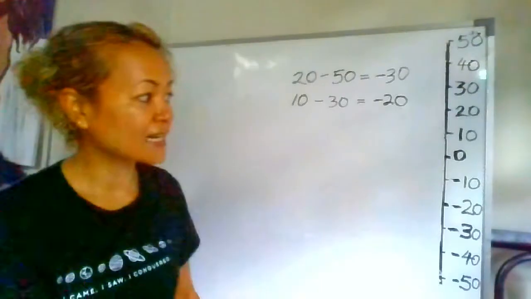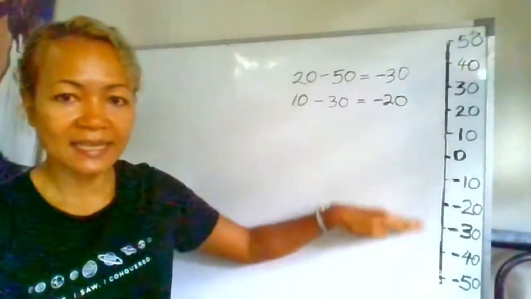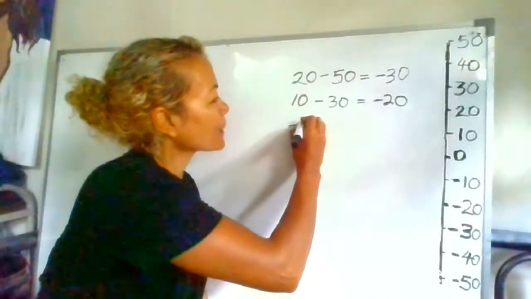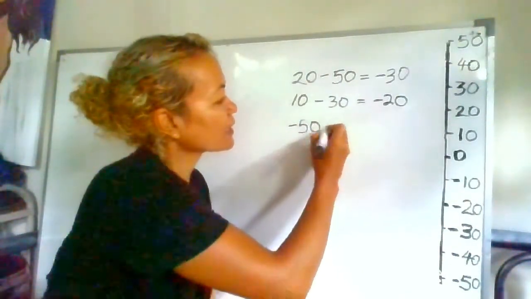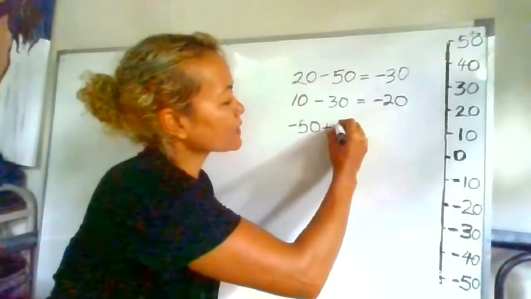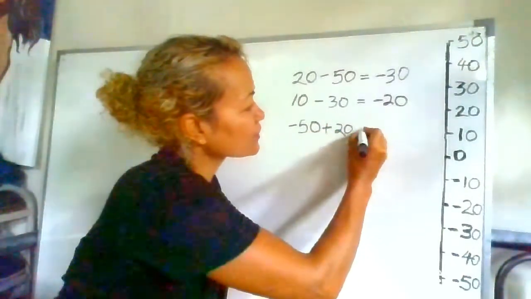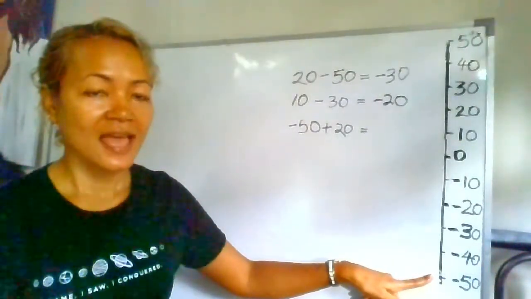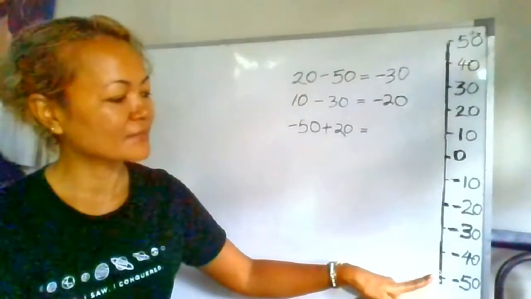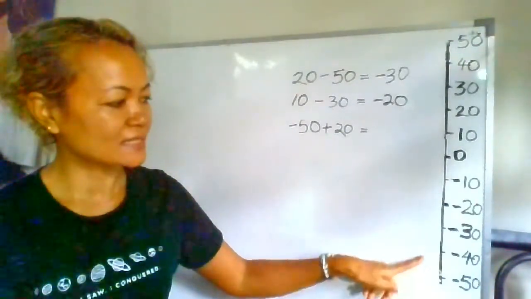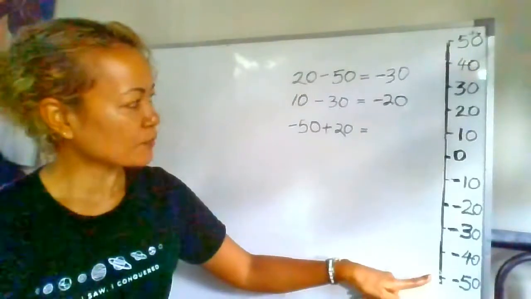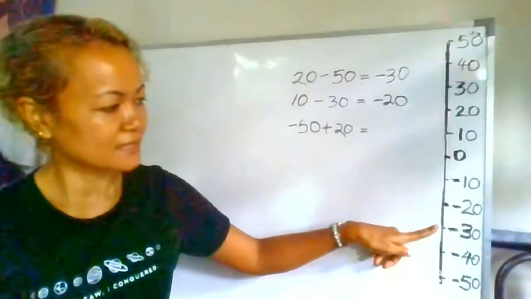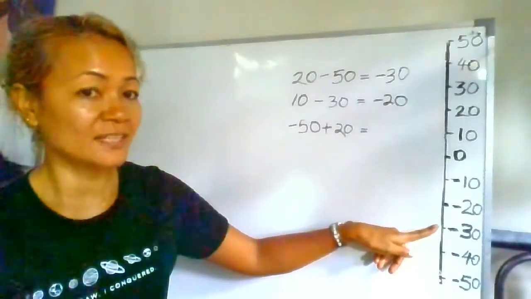What about if we start on the bottom end of the scale, below 0, with a negative number? Okay, minus 50 plus 20 equals. So you minus 50 plus, you're going up 20. So this is 10, this is 20, right? So minus 50 plus 20, 20. You end up at minus 30.